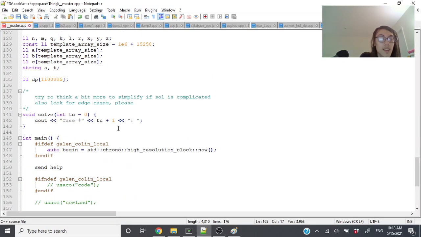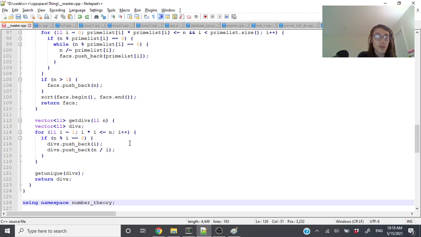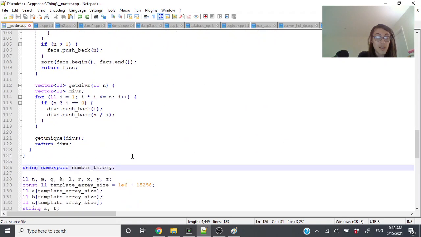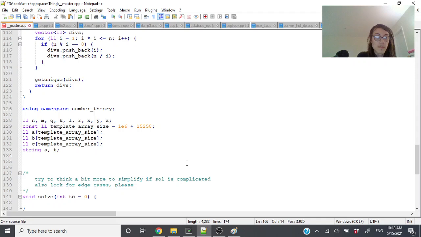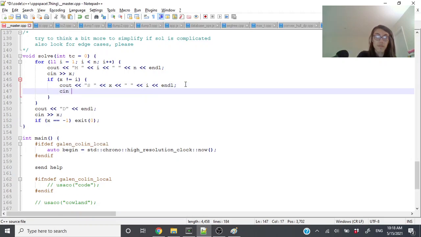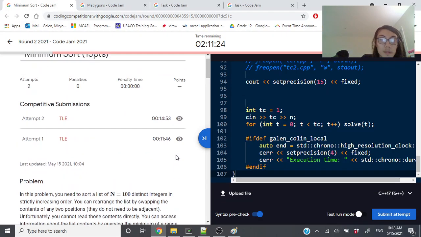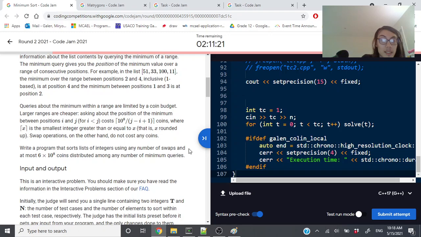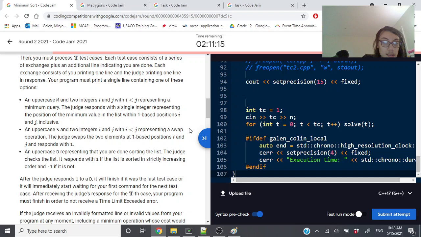Oh my god. Seriously? It responds with... Wait, I didn't even see that part. It responds with 1 here too? Okay, I'm going to read through the whole statement very carefully, because this is just messing me up. It's an interactive problem. Yeah. Uppercase M, uppercase S. Judge responds with a single integer. Uppercase S. Why would it respond for that? What would be the point of that? Uppercase S, swap operation. Swaps and responds with 1. Uppercase D, checks the list, responds with 1.